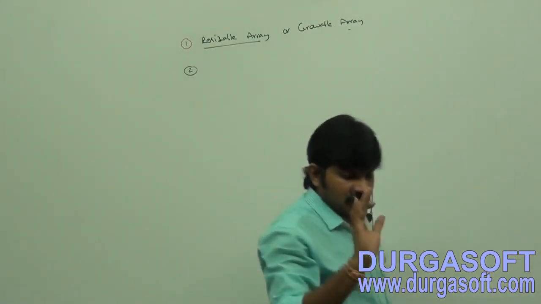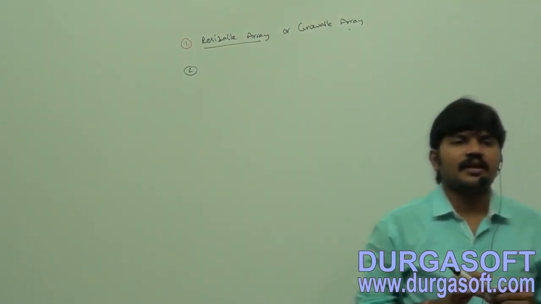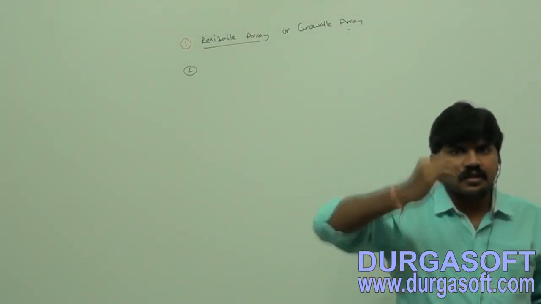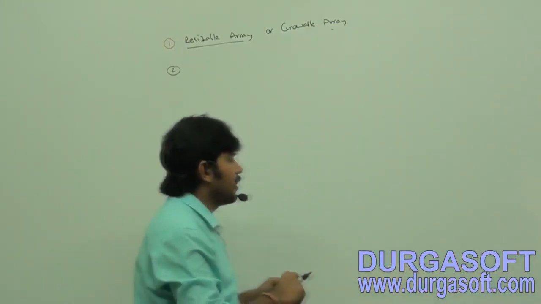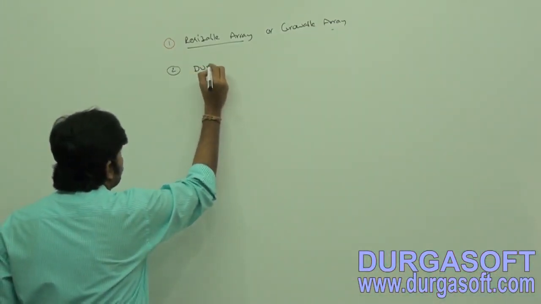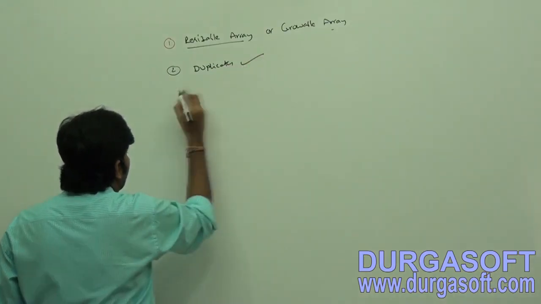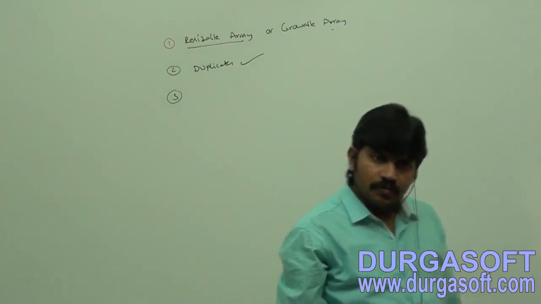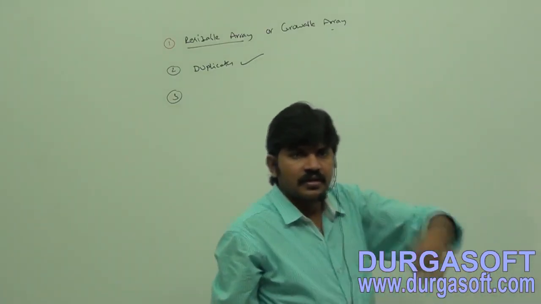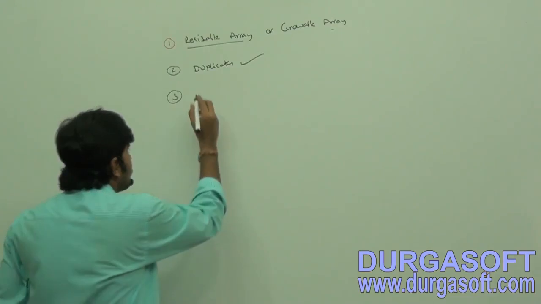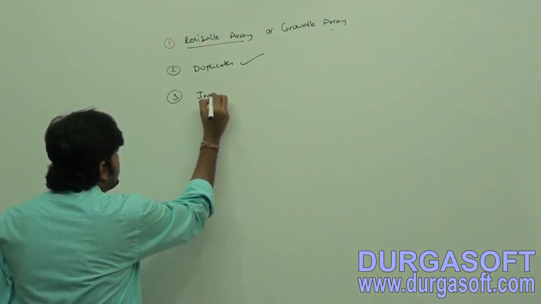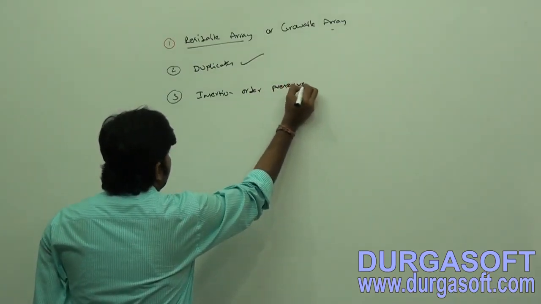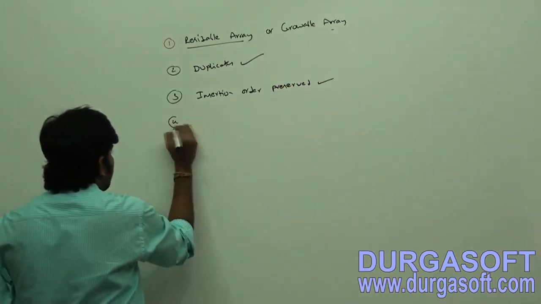Next, in ArrayList, are duplicates allowed or not allowed? ArrayList is under List, and List already allows duplicates. That's why duplicates are allowed. Is insertion order preserved or not preserved? Preserved. In whichever order we added, in the same order the objects will be preserved. That is nothing but insertion order.